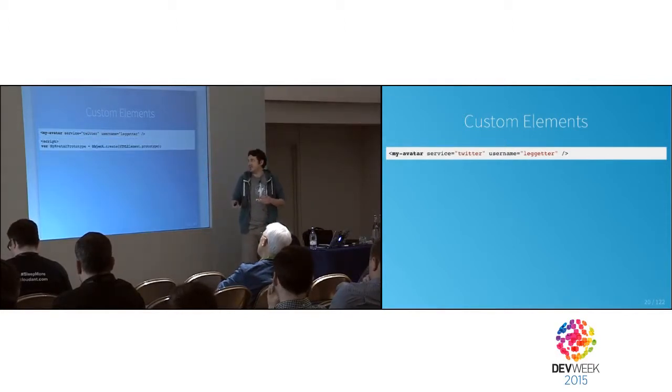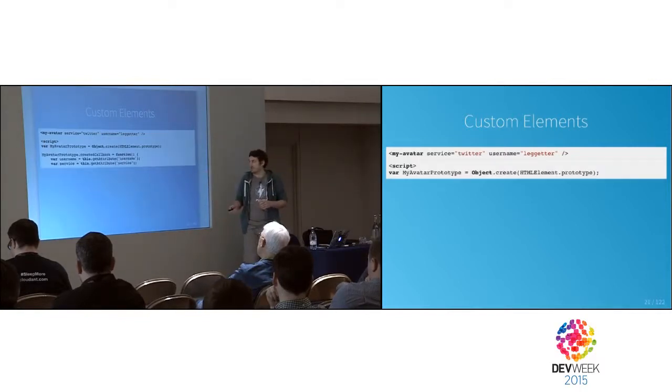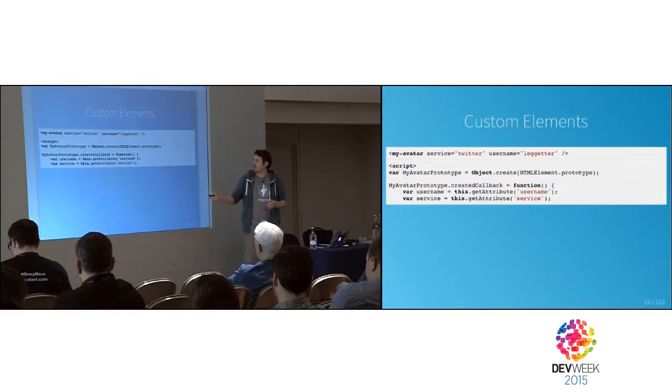So to do that, we first create a prototype based on the existing HTML element prototype. We define a created callback. So when the element is actually created, this callback is executed. I'm not quite sure why we decided to actually have the callback. So this is actually the standard. It is createdCallback, camel-cased, or snake-cased, or however you want to call it. I don't know why they've gone with callback, but they have.